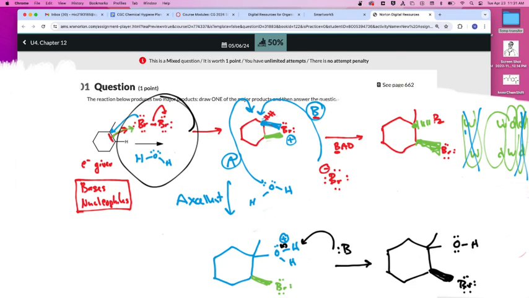So do I care mechanistically enough that I would ever ask about it? No. I would actually argue that if I had to draw a mechanism, that's all I would expect to see. Just something takes the hydrogen. I don't really care. The bond just breaks. Ta-da. There it goes.